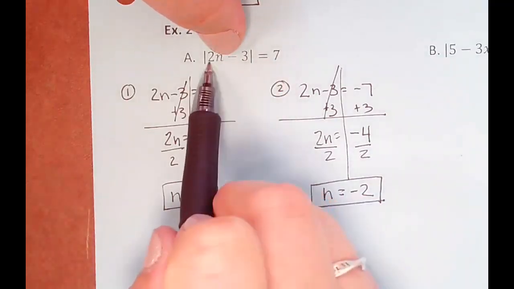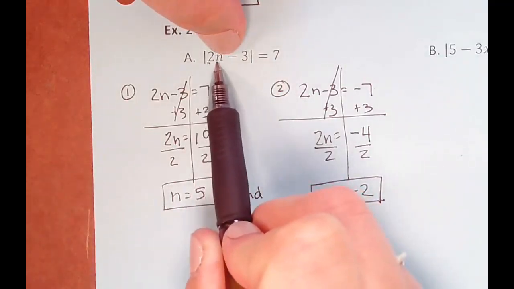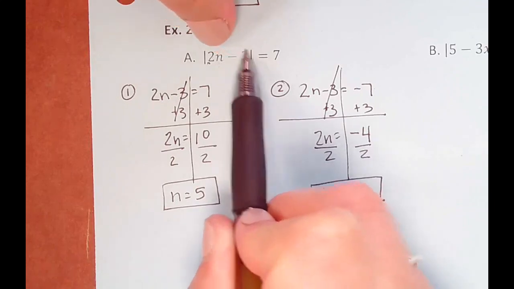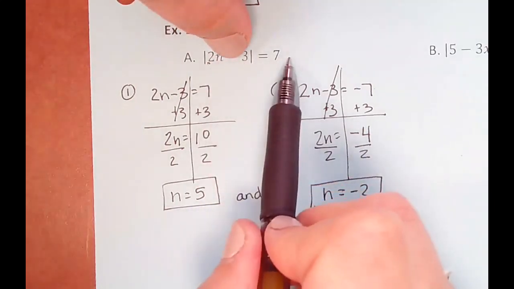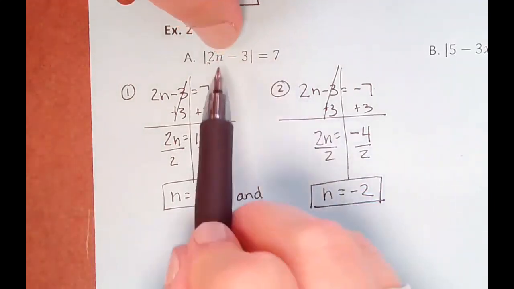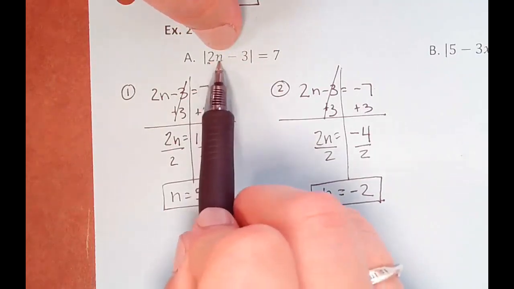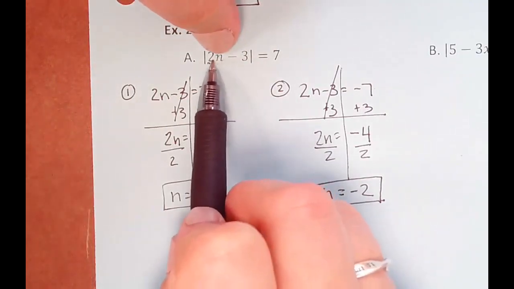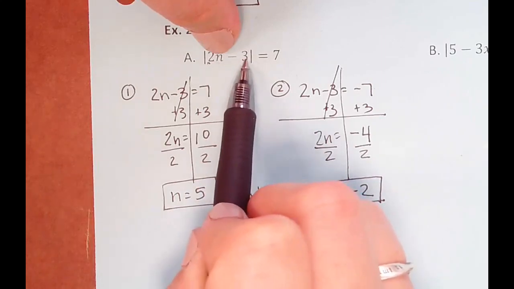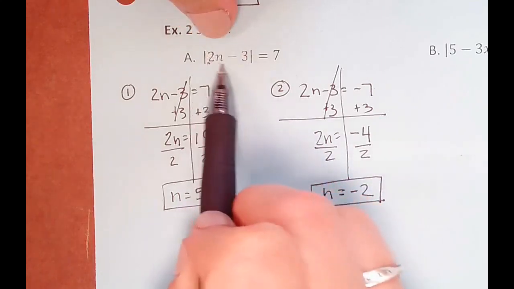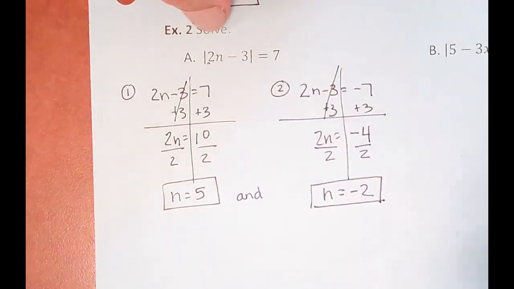Let's try the second one. I'm kind of going to separate my work here. First equation, we have 5 minus 3x equals 7. I didn't change anything. All I did was get rid of the absolute value bars. Second equation, I have 5 minus 3x equals, this time the negative version, negative 7.